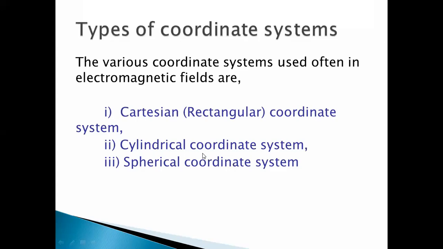And third is the spherical coordinate system. Spherical means you should consider here one sphere, or you can consider one ball. If you consider a ball, and in that any vector is placed, then how the directions can be taken, and there are some angles, how these are represented and how it varies, will be seen in the spherical coordinate system. So all of you understood there are three coordinate systems: Cartesian or rectangular, second cylindrical, and third spherical.